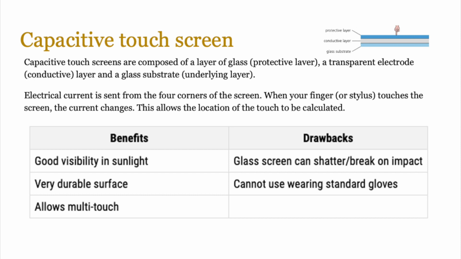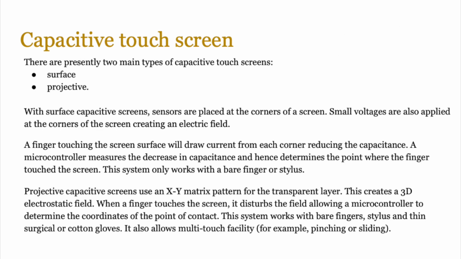The benefits of a capacitive touchscreen are that it has very good visibility in sunlight, it's got a very durable surface due to the glass, and it allows multi-touch. The drawbacks are that because it has glass, it's more fragile and it can shatter on impact. And because it uses electric current, you need to have a conductive material, so you can't use it while you're wearing gloves or any kind of clothing. You need to physically touch it for it to work. Now, capacitive touchscreens are of two types.